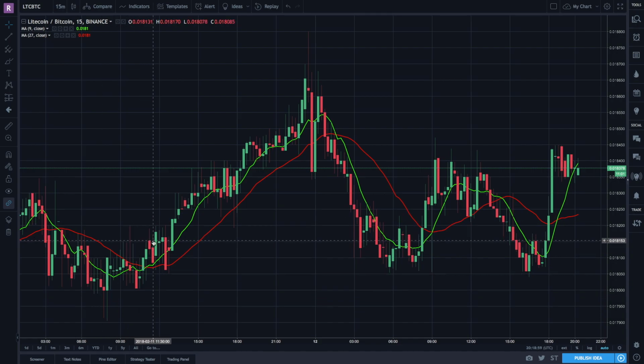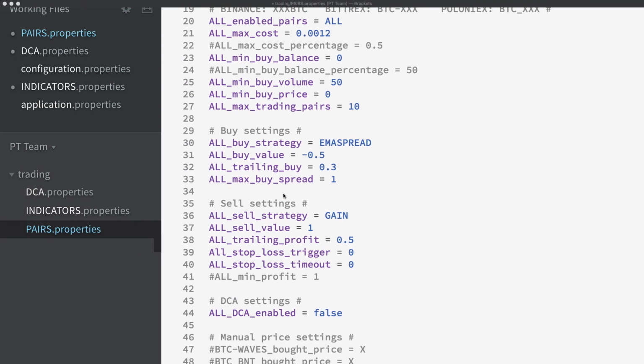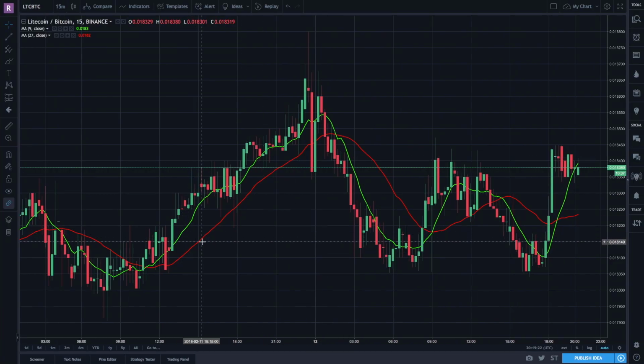So now we have a basic understanding of what EMA and SMA are. The spread strategies, as set in your pairs file, rely on a difference between two moving averages, whether it's exponential or simple moving average. And the all by value defines the difference between those two moving average lines on a chart. So if we go back over to this chart, I have here the Litecoin price in Bitcoin on Binance, and right now I have this on the simple moving averages. I have plotted two of them here on the chart.